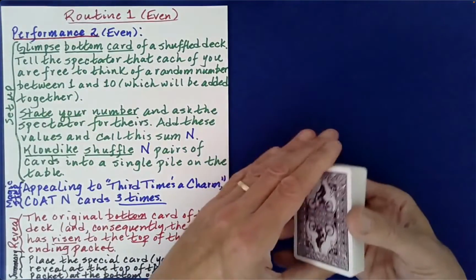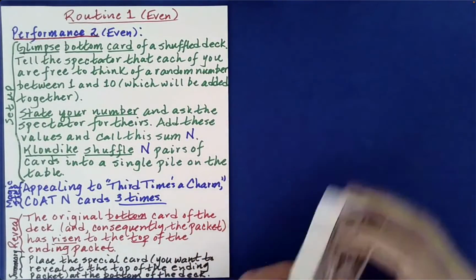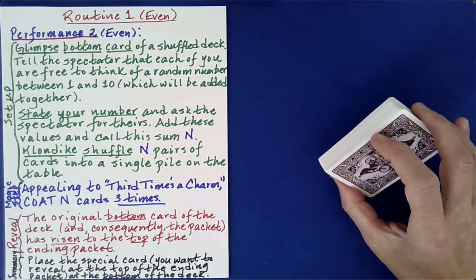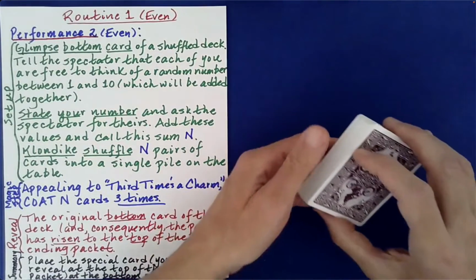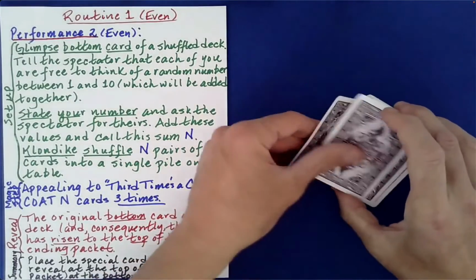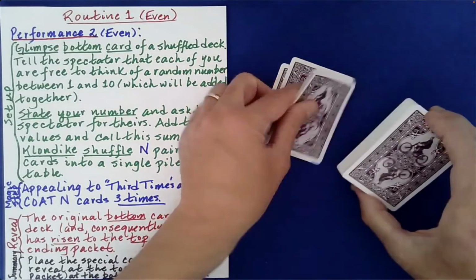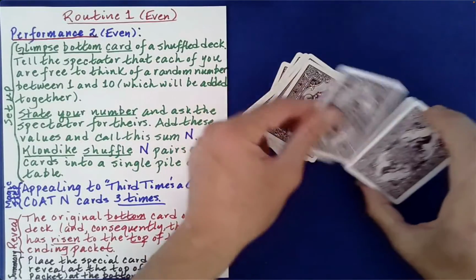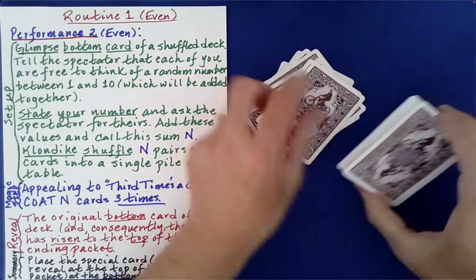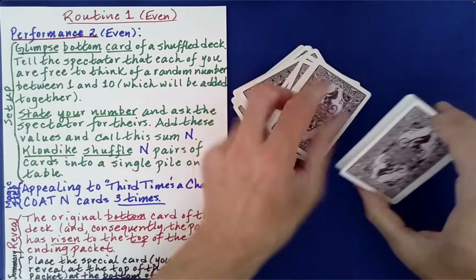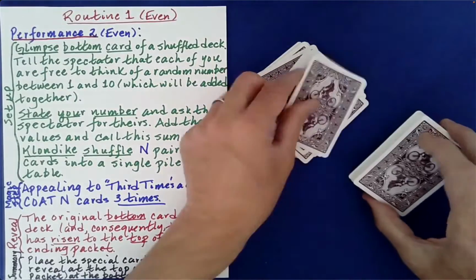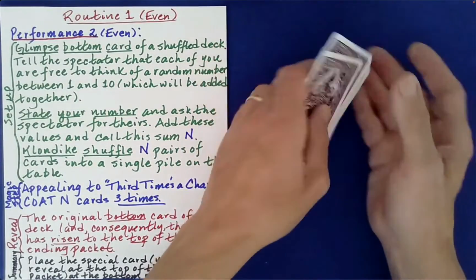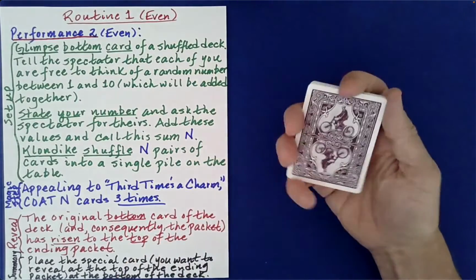So what we're going to do is we're simply going to Klondike shuffle 12 pairs of cards to the table, which is a lot of cards. So 1, 2, 3, 4, 5, 6, 7, 8, 9, 10, 11, 12. Set these aside. We don't need them anymore, the rest of the deck. Oh, wow, look at all of these cards that they've chosen.